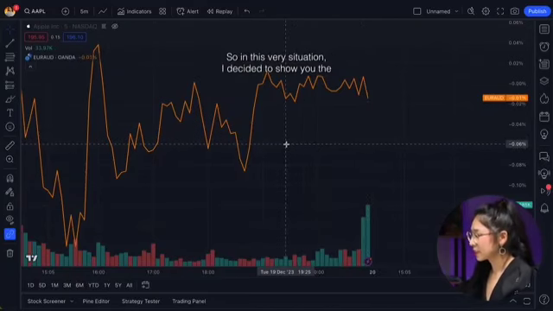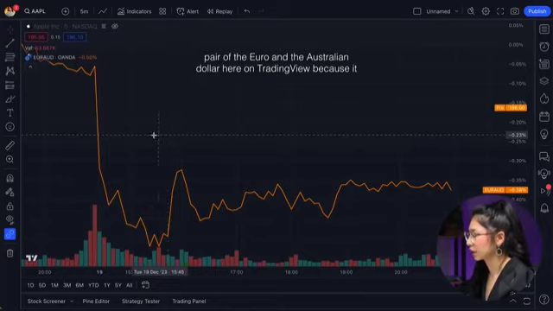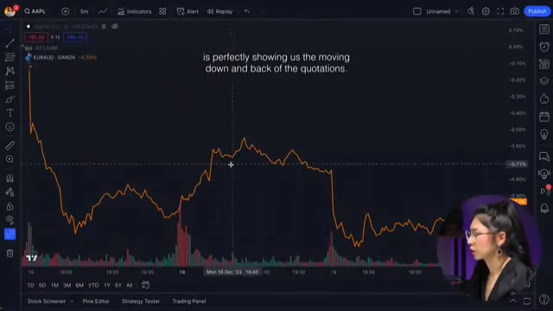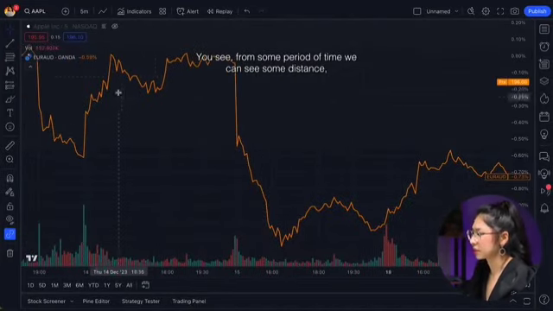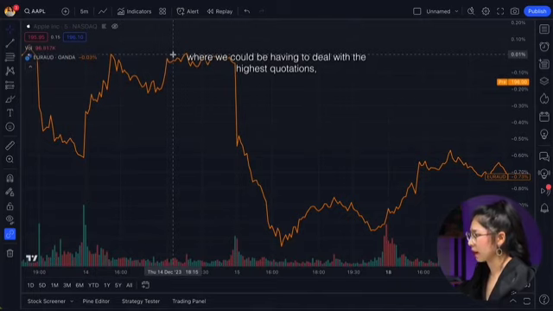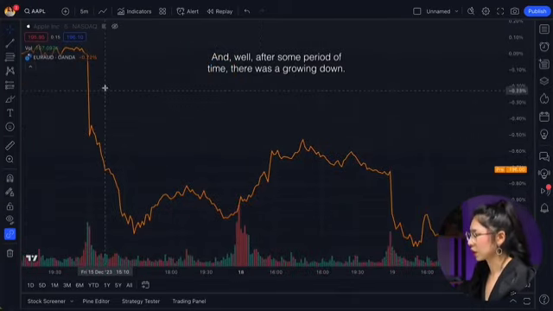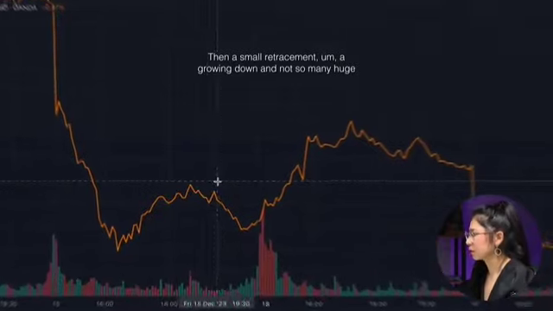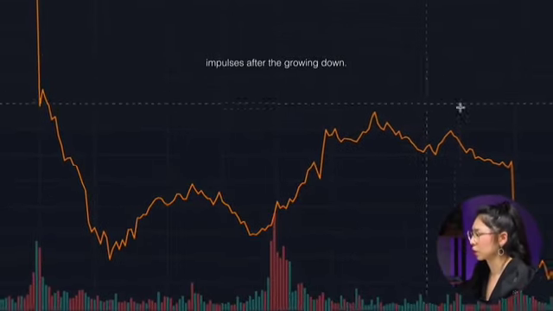Highest reward. In this very situation, I decided to show you the pair of the euro and the Australian dollar here on TradingView because it is perfectly showing us the moving down and back of the quotations. You see, from some period of time we can see some distance where we had the highest quotations, which were here. And after some period of time there was a growing down and you can see it perfectly. Then a small retracement and growing down, and then so many huge impulses after the growing down.